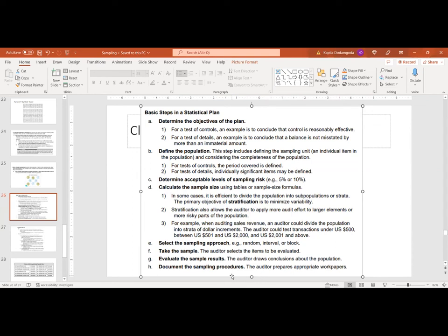And once you do that, you document the sampling procedure. So this is basically a statistical plan for conducting a study. You have to have a reasonable idea of what steps are available in a study like this. Is that clear?